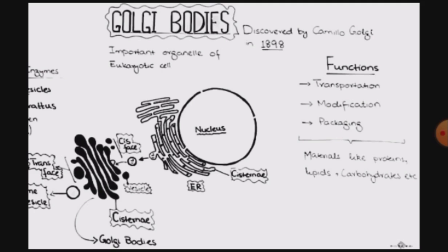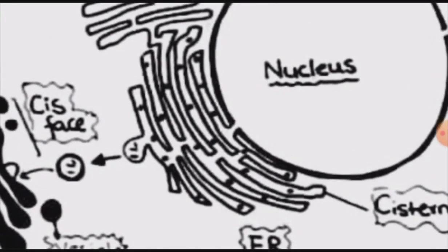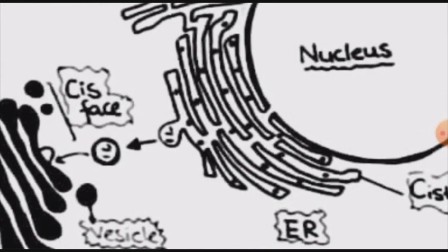After the processing of protein in the endoplasmic reticulum, it is further sent to the Golgi body through packaging bodies called vesicles. You can see small round-like structures from the endoplasmic reticulum. Here you see the arrow mark from the endoplasmic reticulum.